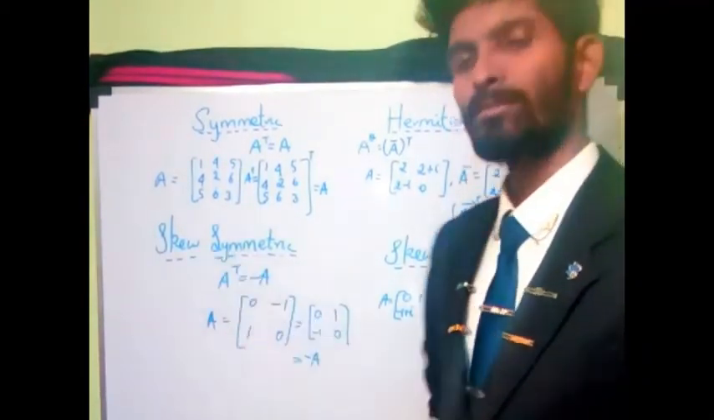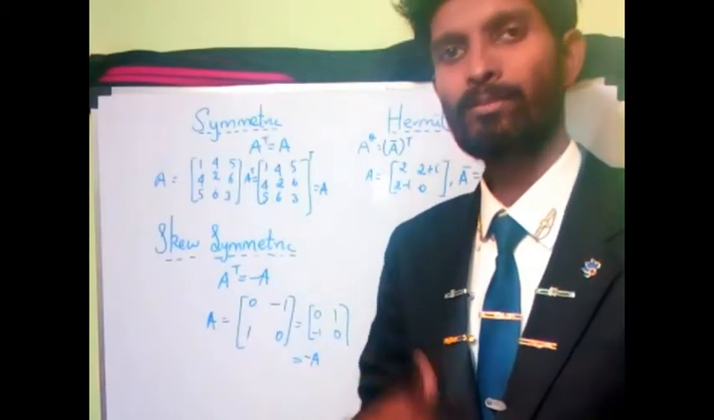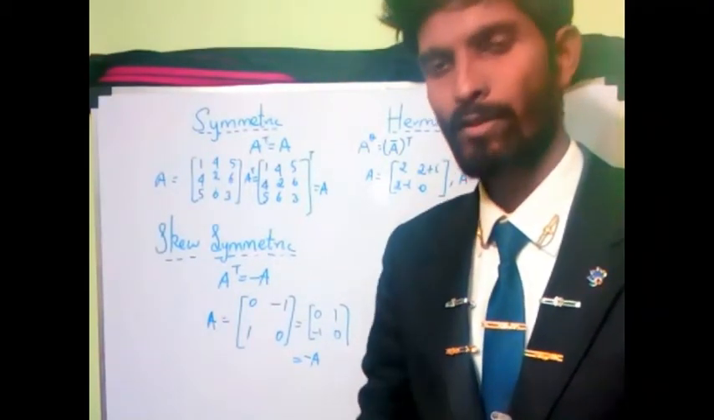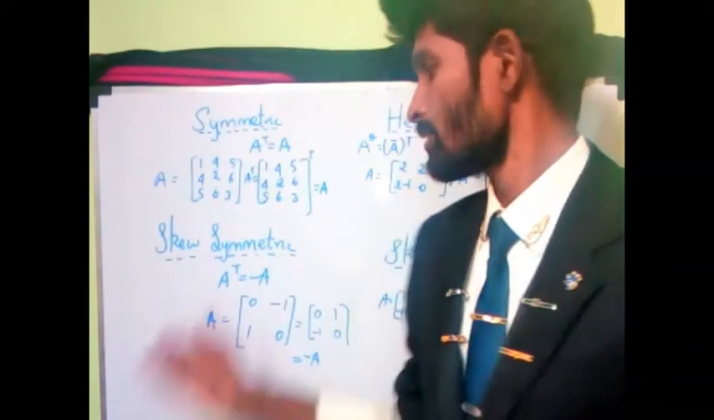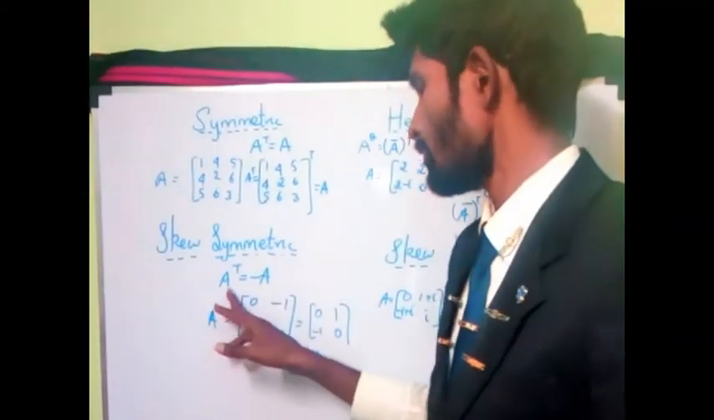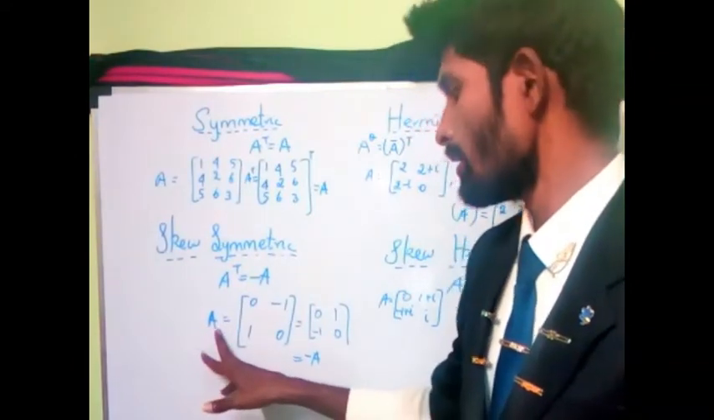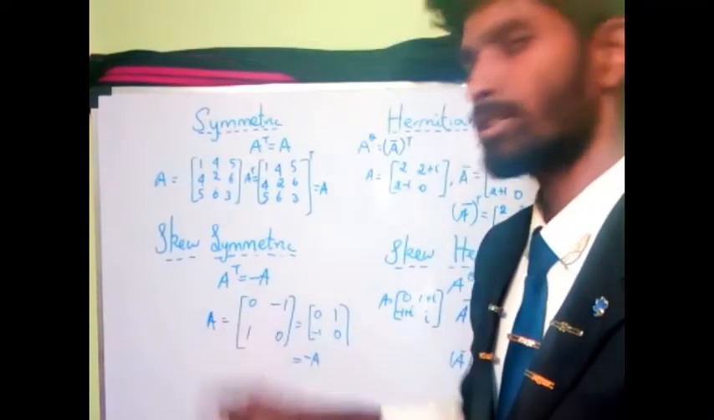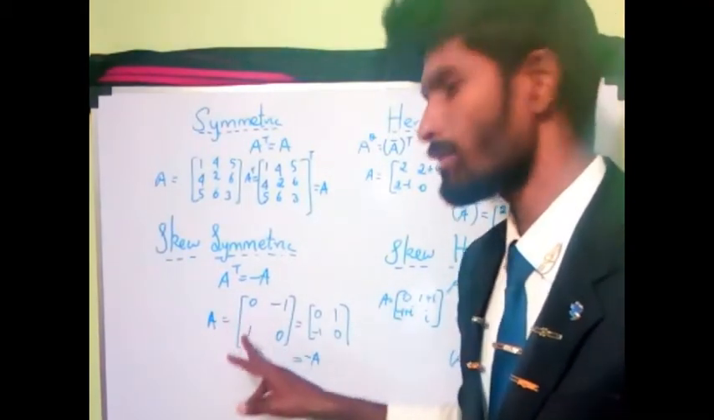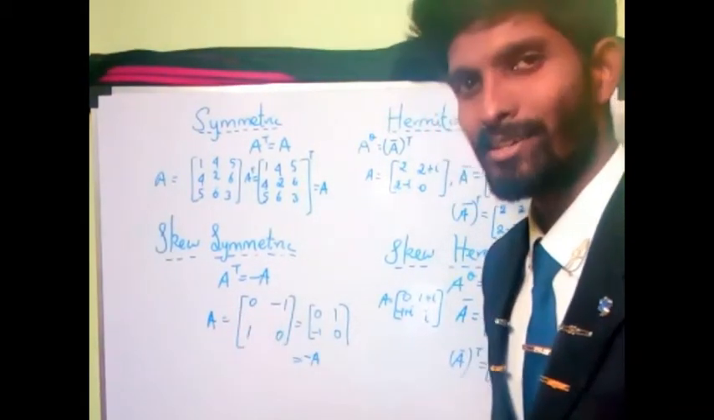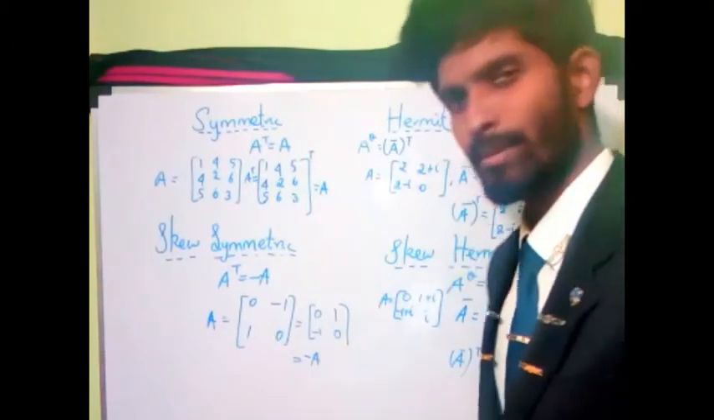Now I get to skew symmetry. Skew symmetry is a property where, if I take the transpose of a matrix, it gives the negative of all the elements of this A. Listen here: A transpose equals minus A. First I take a matrix A which has elements 0, minus 1, 1, 0. What should this be equal to?